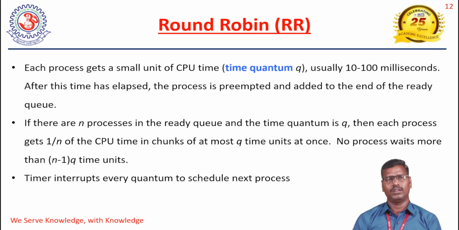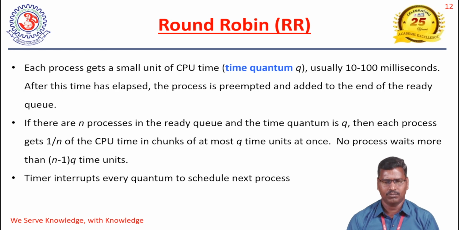Okay, and if there are n processes in the ready queue and the time quantum is q, then each process gets 1 by n of the CPU time in chunks of at most q time units at once. No process waits more than n minus 1 times the quantum time. The timer interrupts every quantum to schedule the next process. Based on the time duration, the current process is interrupted and a new process is started.